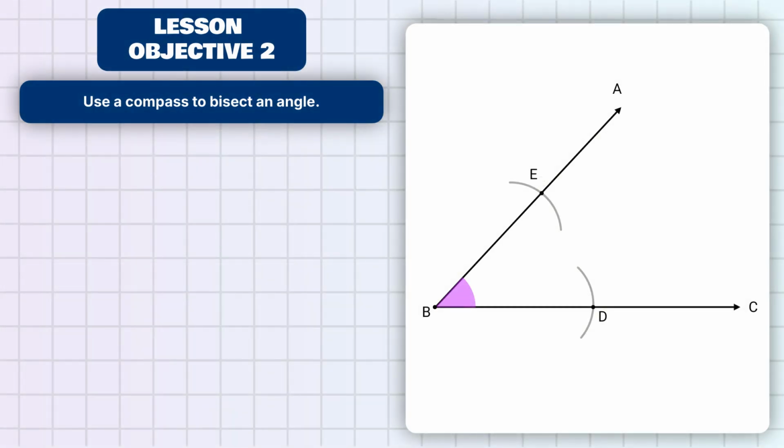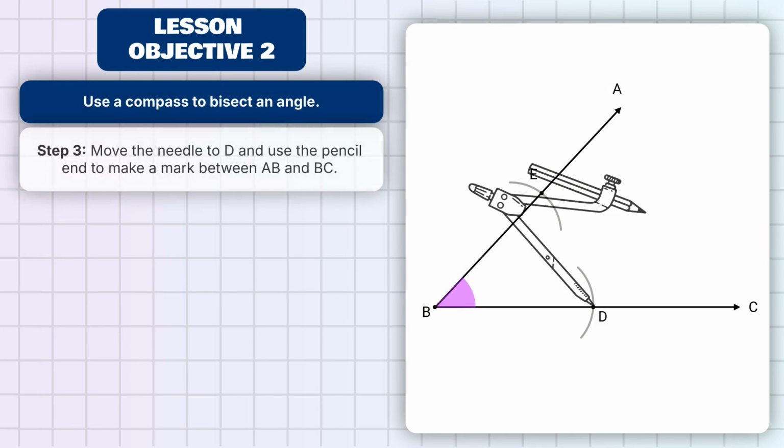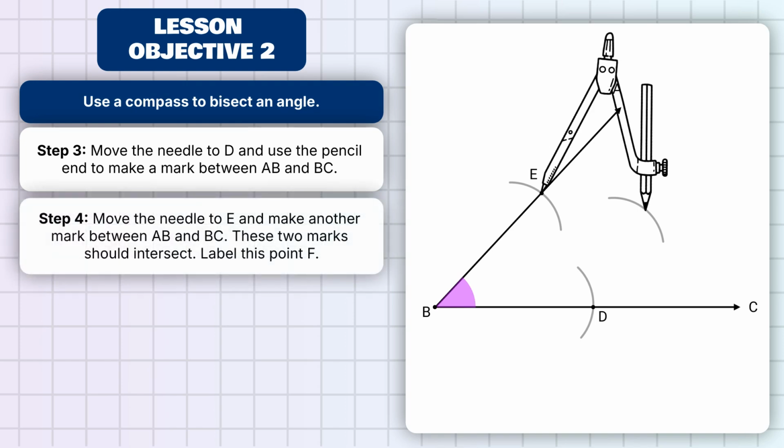Now for step 3. Move the needle of the compass to point D on line BC. Use the pencil end to make a mark somewhere between lines AB and BC. Step 4 is to do the exact same thing on line AB. Place the needle end of the compass at point E and the pencil end in the space in the middle of the two lines. Draw a similar mark somewhere in the middle of the two lines.